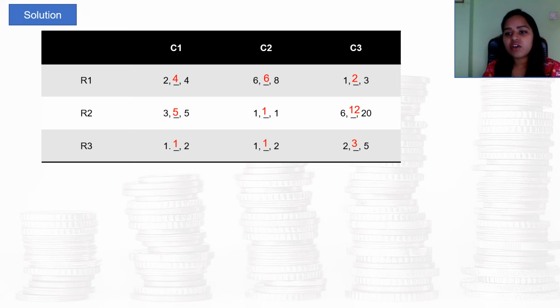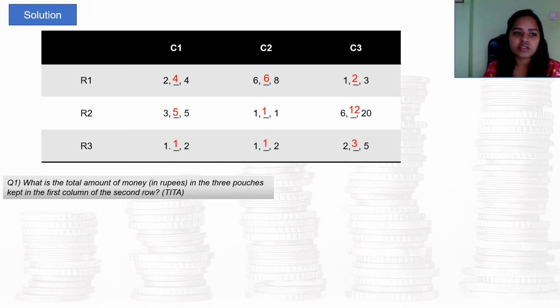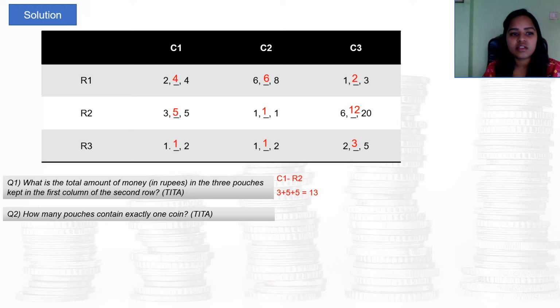In this way, we have filled all the details, and now let's look at the questions. What is the total amount of money in rupees in the 3 pouches kept in the first column of the second row? In R2C1, we have 3, 5 and 5. So the total is 3 plus 5 plus 5, which is 13.